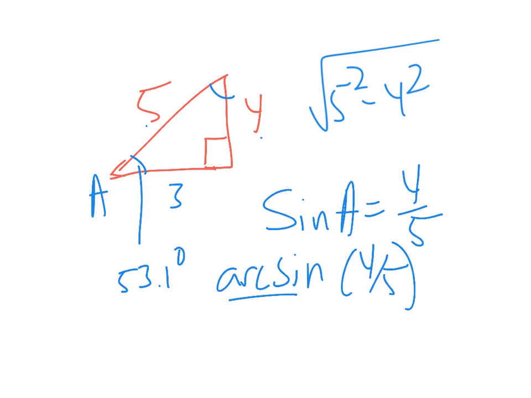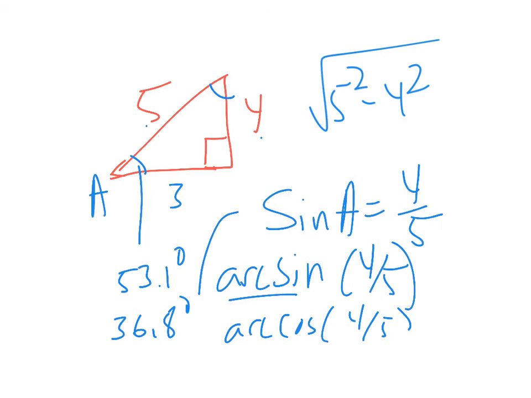And the other one will be the complement of that. So, I could say arc cosine of 4 over 5, and that would give me the answer. But I could also just take this away from 90. What's that minus 90? I'm getting 36.7. 36.8. And that's how big this angle is. Okay, so they'll be asking that kind of thing.